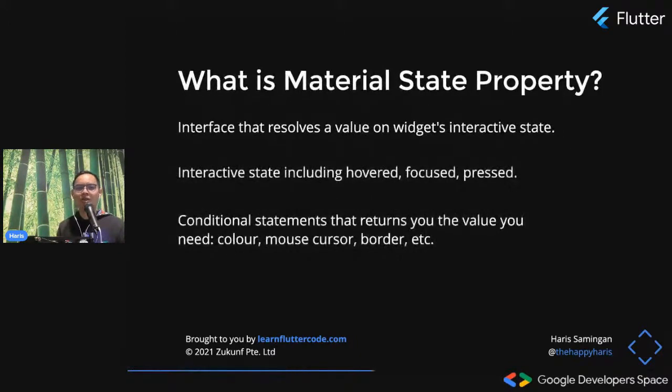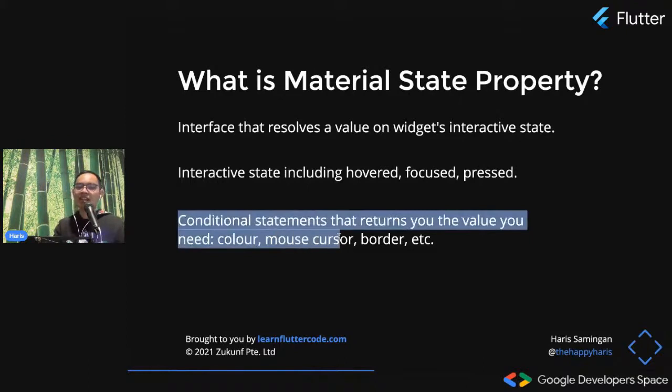A little bit more on what material state property is: it is an interface that helps you resolve the value based on your widget's interactive state. So this includes hovered, focused, and pressed. I guess these are the common interactions you do on a button. If you have any other interactions with your buttons, please leave them down in the comment section. An easier way to explain it is that it is basically giving you a conditional statement that returns the value that you need.